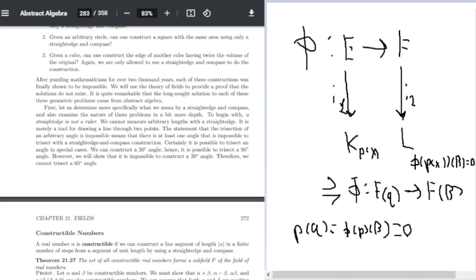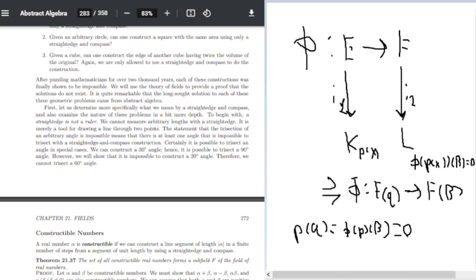First, let us determine more specifically what we mean by a straightedge and compass, and also examine the nature of these problems in a bit more depth. To begin with, a straightedge is not a ruler. We cannot measure arbitrary lengths with a straightedge. It is merely a tool for drawing a line through 2 points.